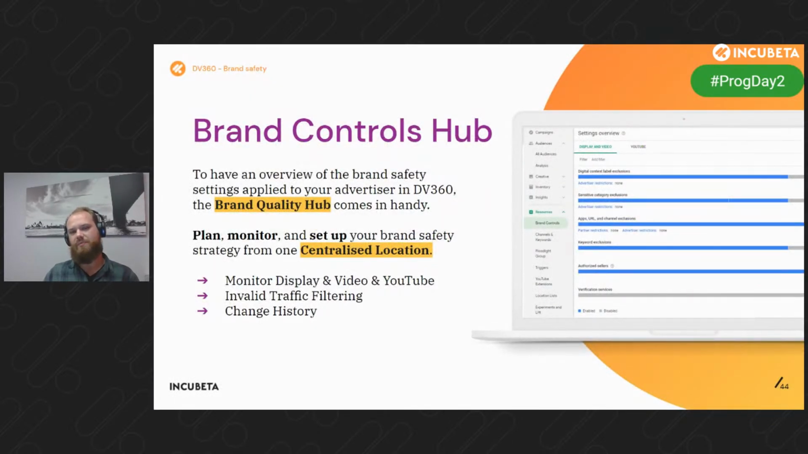So for DV360, this is just a nice slide which shows us some of the options which are available in DV360 for us to have a look at. One of these options is called the Brand Controls Hub. Effectively what we're able to do here is have an overview of how brand safe our campaigns are and which campaigns are not brand safe, which exclusions or inclusions we're using, and we're able to have an overview of some of the best practice methods here as well.